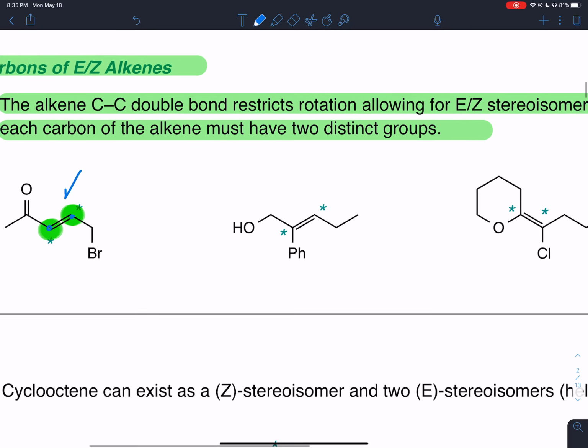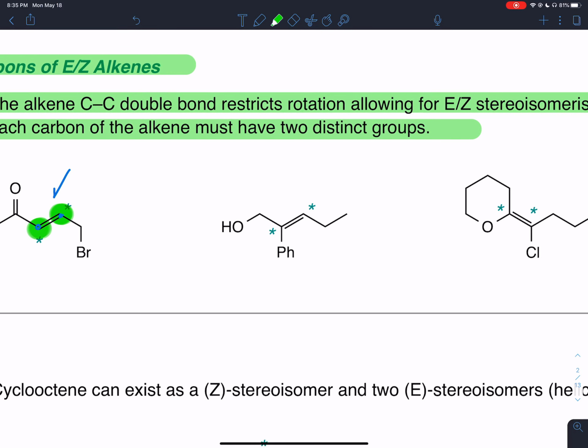This next one here, we have a carbon with a CH2OH, which is different from the phenyl, two distinct groups. This carbon of the double bond also has two distinct groups, ethyl and a hydrogen. And the idea is these are stereocenters because we could interchange two groups. Let's keep this right double bond carbon the same, but interchange the phenyl and the OH. We now have groups experiencing each other differently in 3D space. These were on the same side, now they're on opposite sides.